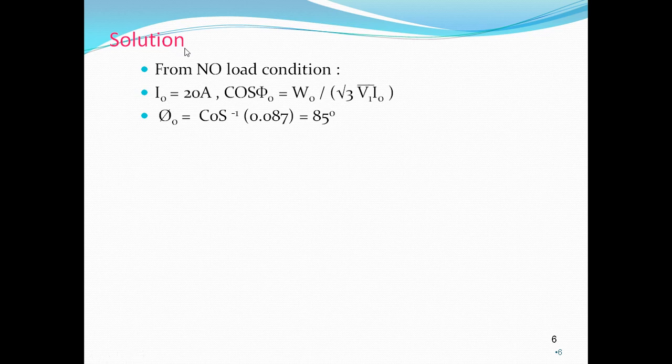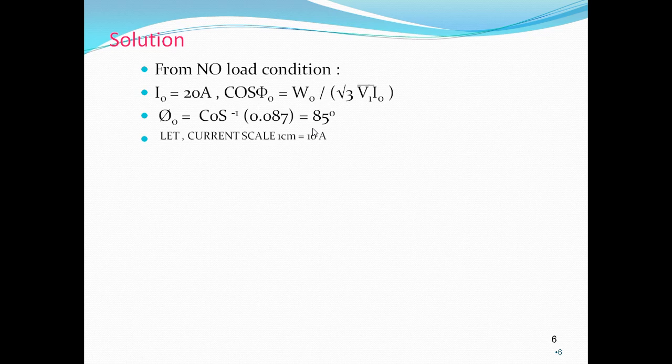So write the given data here. The ammeter, voltmeter, and wattmeter readings you have to write here. I naught is equal to 20 amps, V1 is equal to 400 volts, and W naught is equal to 1200. Like that, you can substitute here also. Then you get a value of 0.087. So phi naught is equal to cos inverse of 0.087. That is 85 degrees.